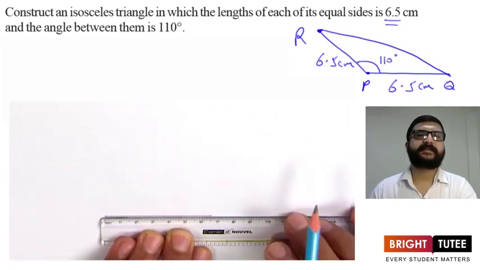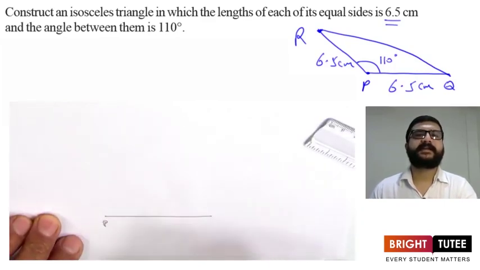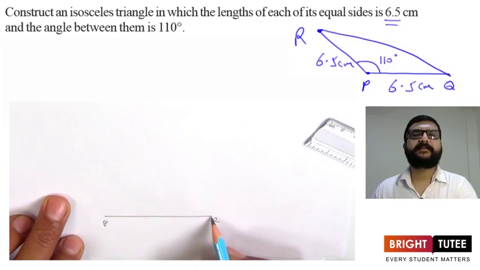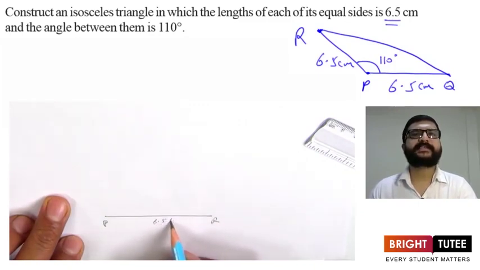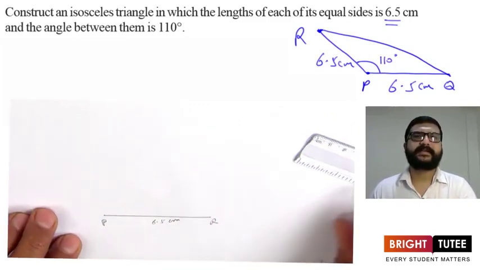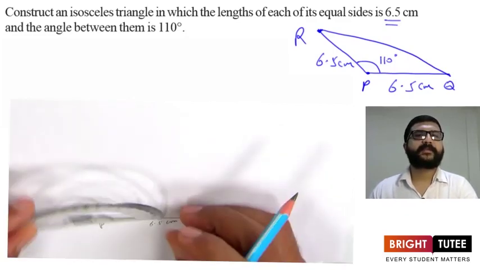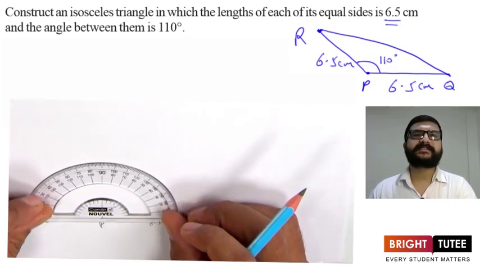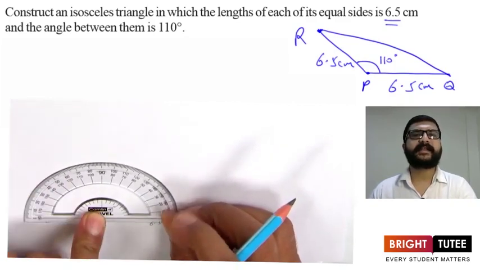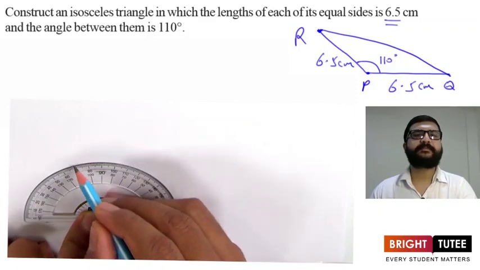This is the first step of construction. We have to draw a line segment PQ of length 6.5 centimeters. Now what should be the next step? The next step is to draw an angle. Now the next step is to construct a 110 degrees angle at point P.